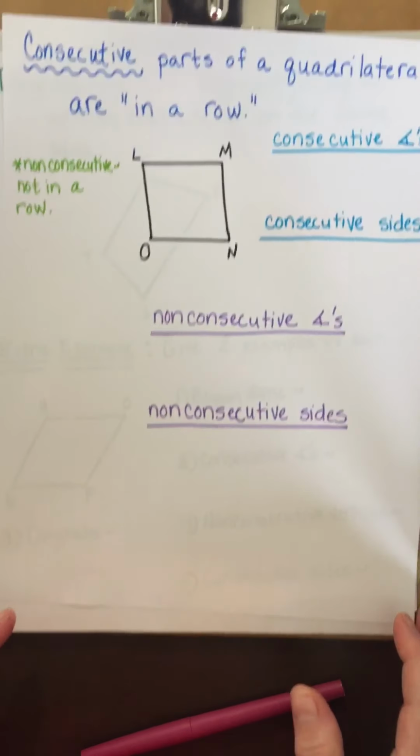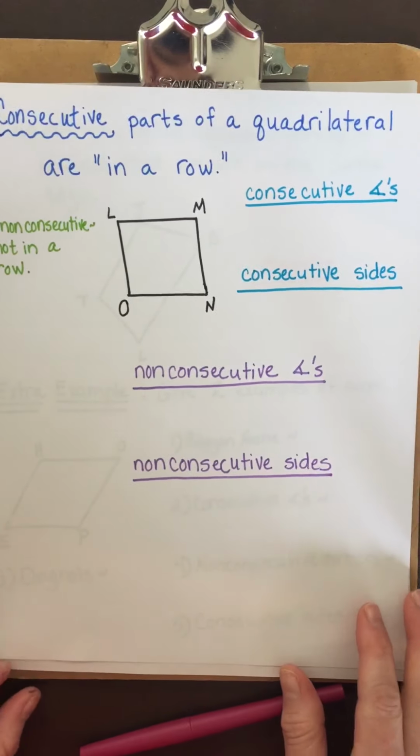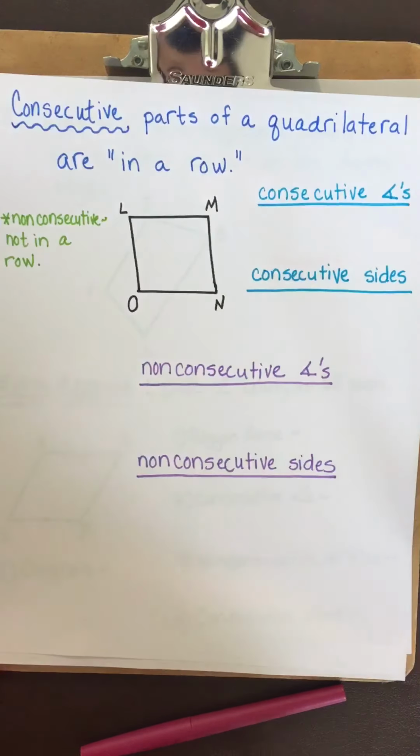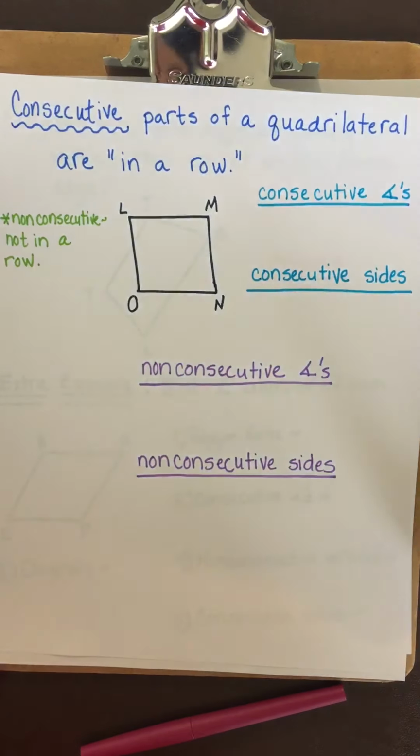The next thing we want to talk about is consecutive parts of a quadrilateral. And the word consecutive pretty much means in a row. They're sequential, they're side by side. And then of course non-consecutive would mean they're not in a row, they're not side by side.